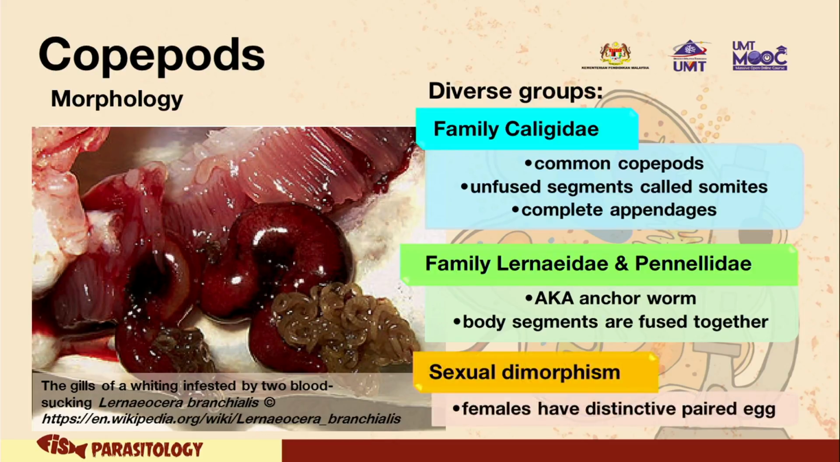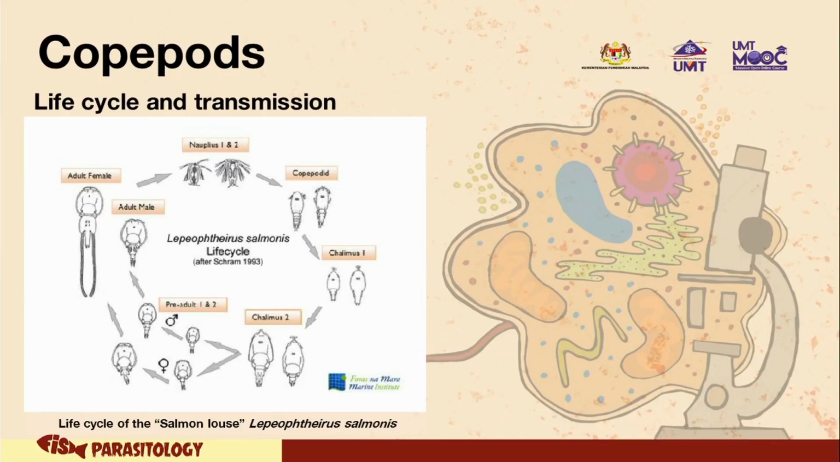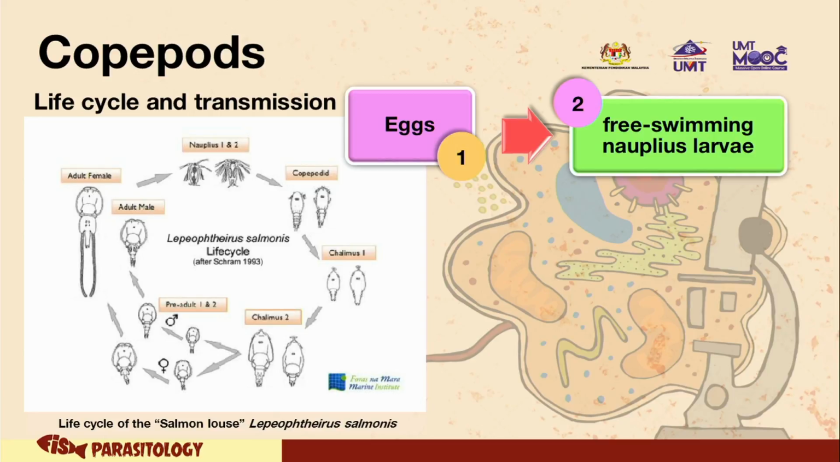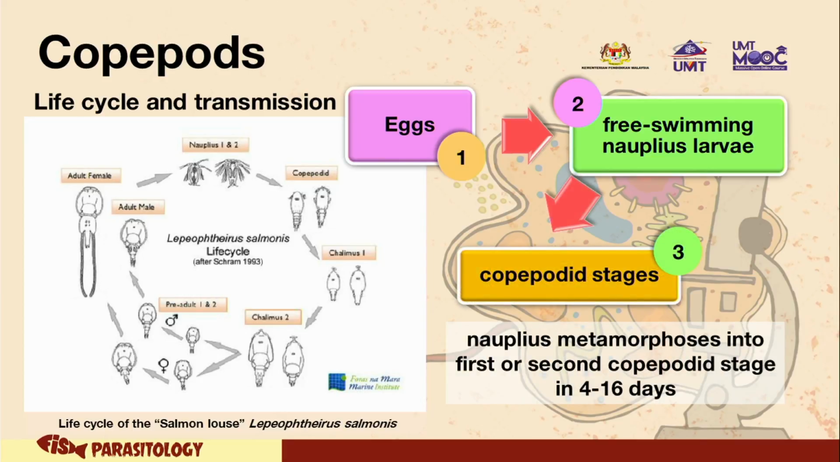There is clear sexual dimorphism within the group, with males being predominantly smaller than females, and mature females have distinctive paired egg sacs at the posterior end. Now, parasitic copepods have a complex life cycle with different larval stages. Eggs hatch to release free-swimming nauplius larvae. After a succession of nauplius stages, they molt to form copepodid stages.